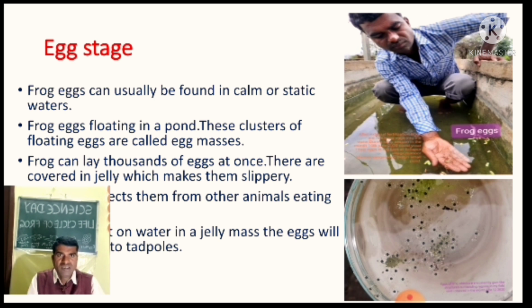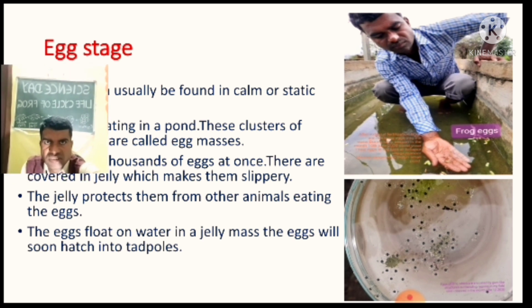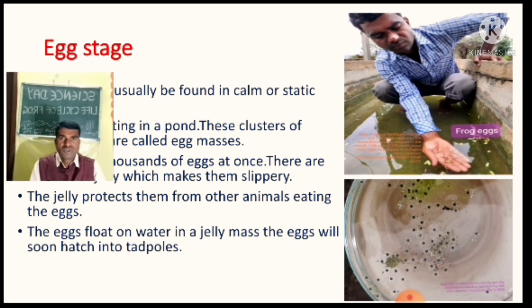A frog can lay thousands of eggs at once. They are covered in a jelly which makes them slippery. So a gel-like substance is being released here. The jelly protects them from other animals eating the eggs. The eggs float on water in a jelly mass. The egg will soon hatch into a tadpole. So from the egg stage, it is now soon reaching the tadpole stage. We can observe in this picture, it is very clear.